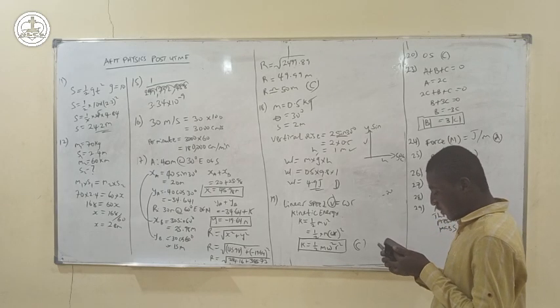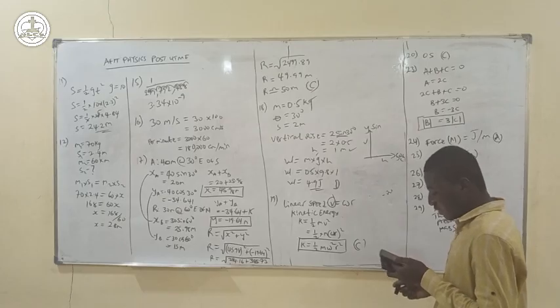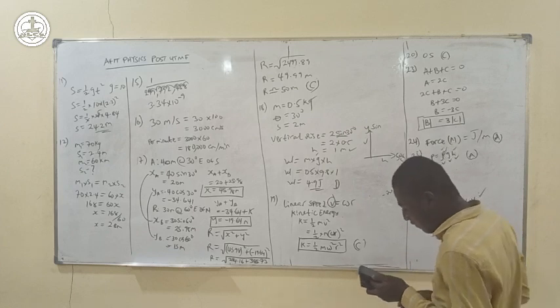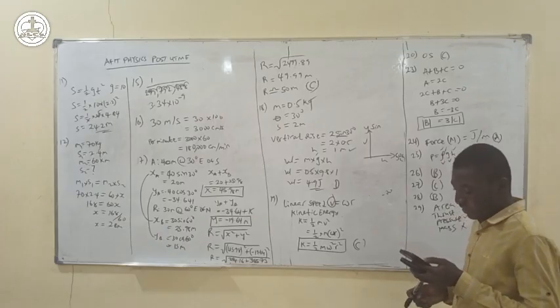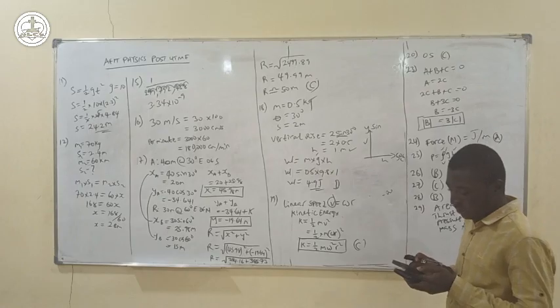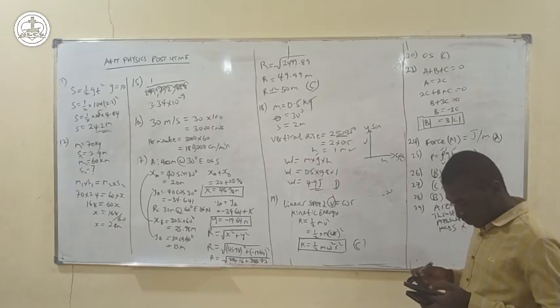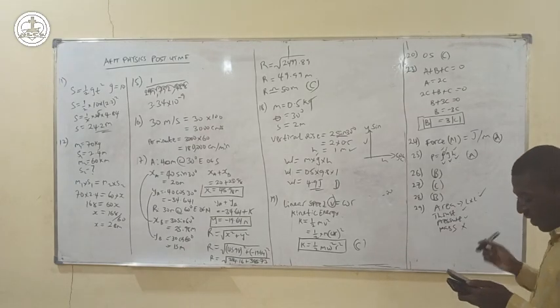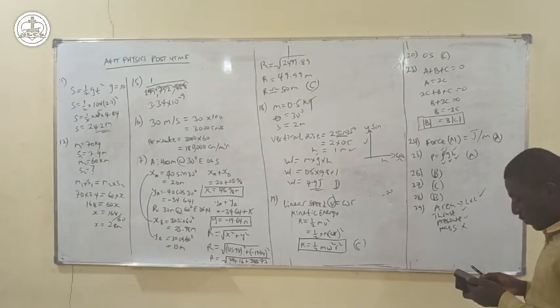Question 30. Which one of the following situations is not possible? A, a body has zero velocity and a non-zero acceleration. B, a body travels with a northward velocity and a northward acceleration. C, a body travels with a constant velocity and a time varying acceleration. And D, a body travels with a constant acceleration and a time varying velocity. The answer is C. If acceleration varies, velocity must change. So it's not possible.